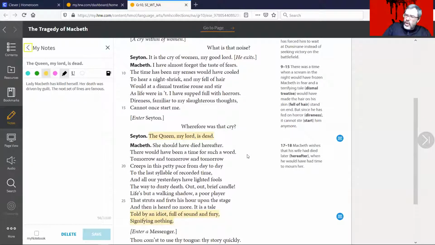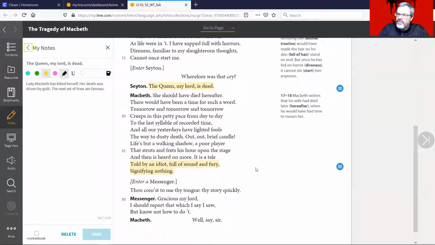That sounds cold, but it's really not. In essence, what he's saying is that I wish she had died at a later time. Why? Because there would have been time for such a word, meaning he doesn't have time to mourn her because of what's going on right now, with the war and everything of that nature. Following that, the next 10 lines or so are very famous within Shakespeare. It's one of the more famous speeches that Shakespeare has written. So I think it's worth our while to take a look at it because it also ties into how Macbeth views the world.